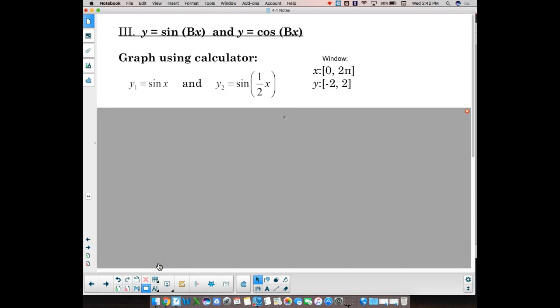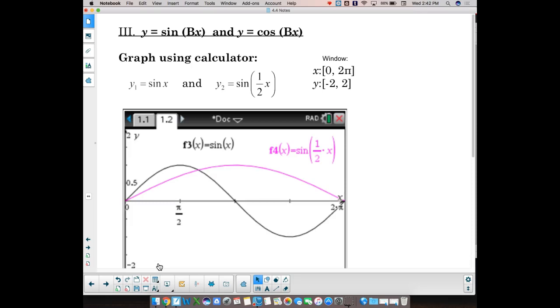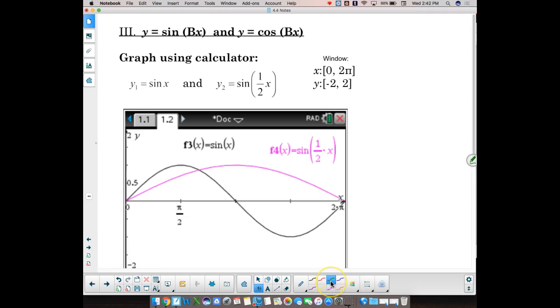which means that we can't see the other half. So how far would we have to go out to see the whole wave? We'd have to go all the way out to 4 pi, right? So the period of this one was 2 pi. The period of this one was 4 pi.